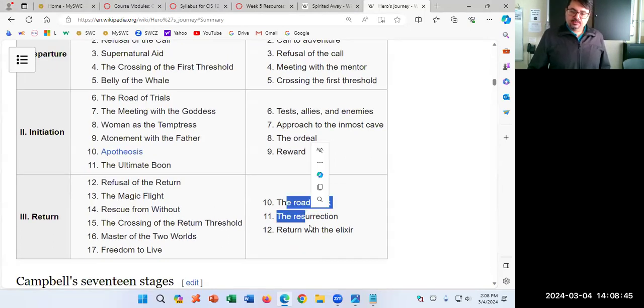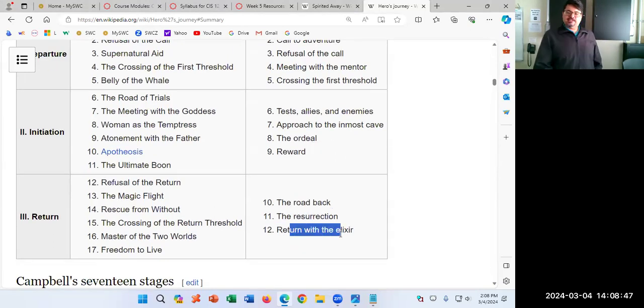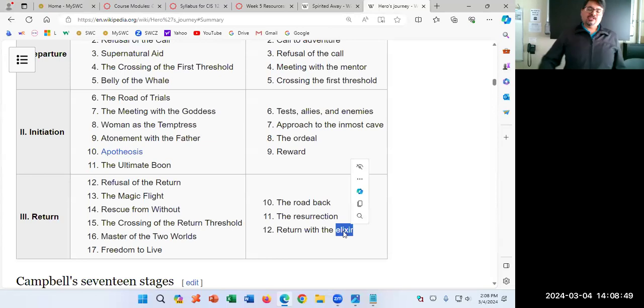So good, the road back, the return, return with the elixir. Again, some of these terms are in a generic sort of way, like there's no elixir in Mario. Well, no, but it's like returning with the reward, returning transformed or different or better than was originally.